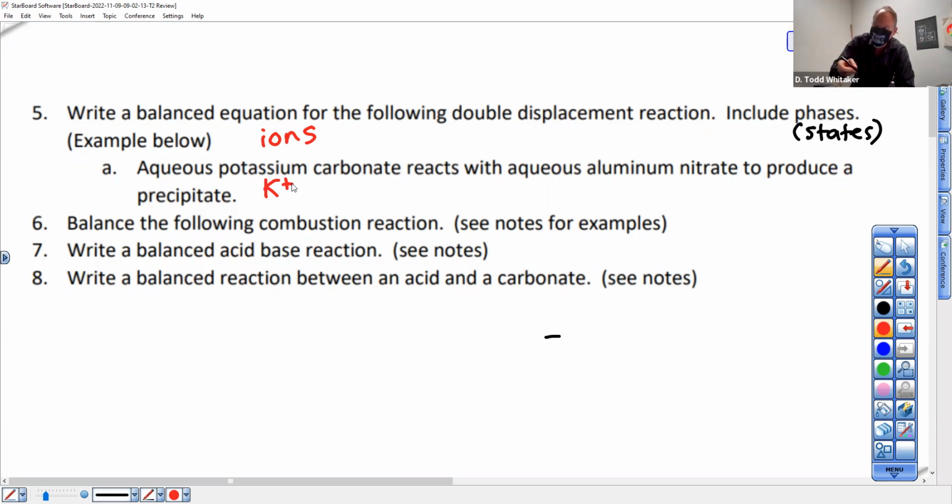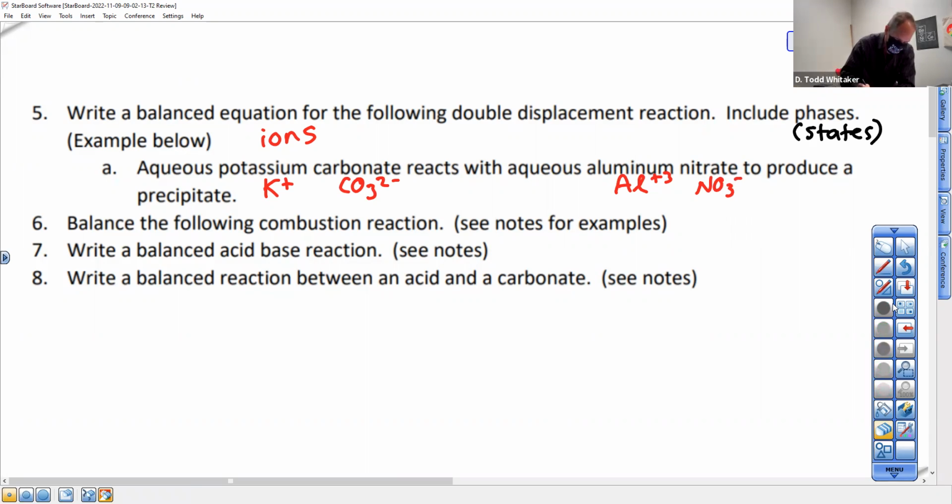There's not a lot of carbonate in your brain, by the way. It's in your bones more, but you have to store the formula for carbonate in your brain, and it's CO3 2-. You're going to use that. And aqueous aluminum nitrate. What's the aluminum ion every time? 3+. Nitrate ion every time. NO3 negative, that's right.